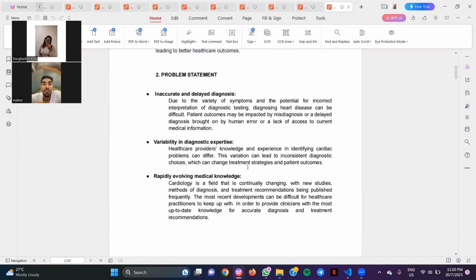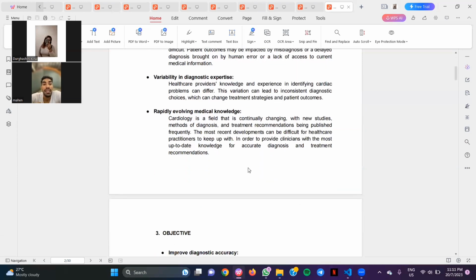The next is problem statement. There are three problem statements in our project. First is inaccurate and delayed diagnosis. Due to the variety of symptoms and the potential for incorrect interpretation of diagnostic testing, diagnosing heart disease can be difficult. Patient outcomes may be impacted by a misdiagnosis or delayed diagnosis brought on by human error or lack of access to current medical information.